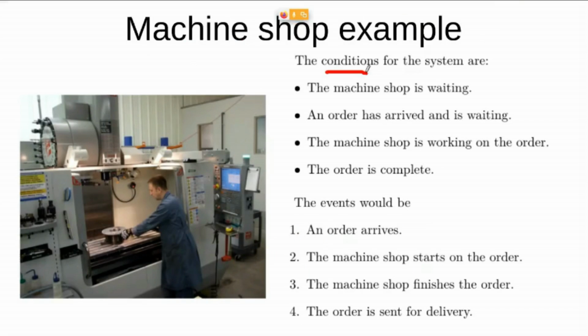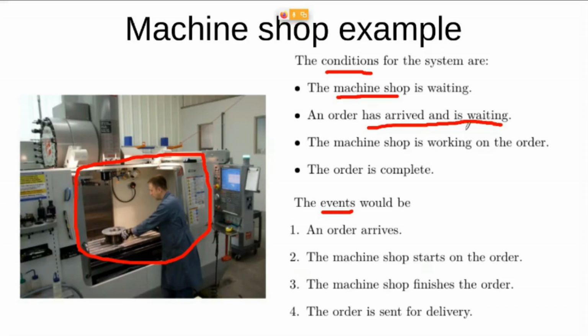Here we have some conditions, so states of the system, and these four are the events that may happen in our system. First of all, which are the conditions, the states for this system? Well, first of all, we have the state, the condition that the machine shop is waiting. So here we have the machine shop, okay? And the machine shop is waiting means that some product that needs to be processed in my machine shop will arrive and is waiting to be processed.